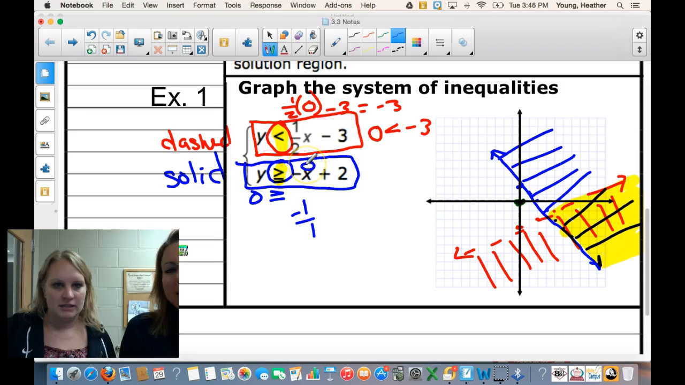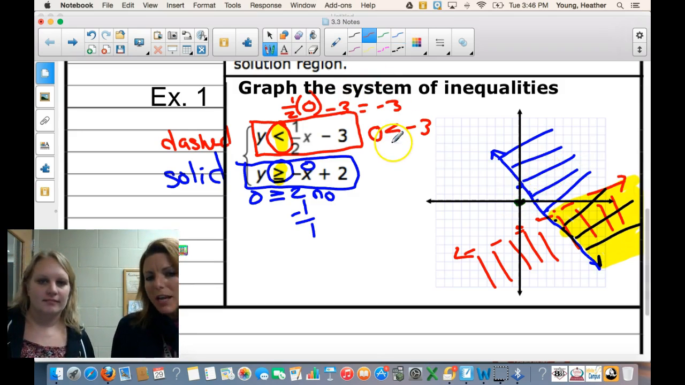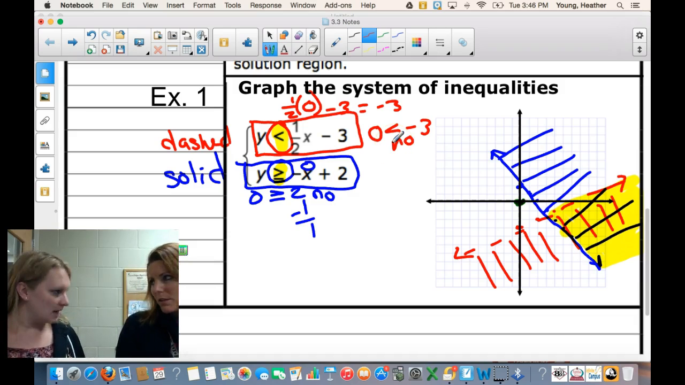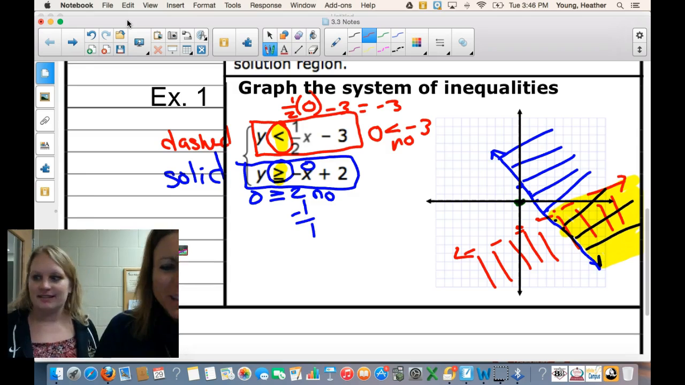Now if I plugged in 0 here, I would get plus 2. Is 0 greater than or equal to 2? Absolutely not. So therefore, we didn't color this way. We had to color the other way. So the point of the story is, if you're not sure which way to shade, you can always use a test point. And I usually use 0, 0. Let's go to the next page.